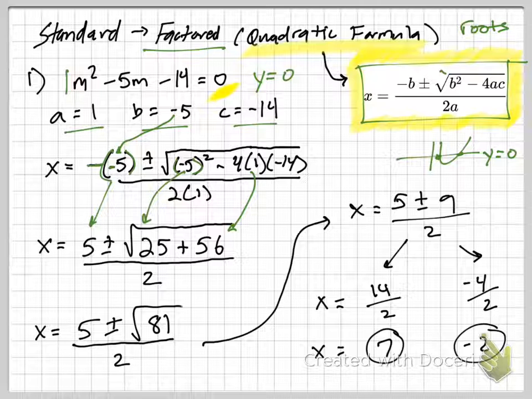This becomes positive 56 because a negative times, so 4 times 1 is 4 times negative 14 is negative 56, but that's minus a negative 56, which becomes a positive. This simplifies to 81, and then we just keep simplifying. The square root of 81, if you don't remember it, you can put it in your calculator, is 9, and everything else stays the same. So we have 5 plus 9 is 14, divided by 2. 5 minus 9 is negative 4, divided by 2. And there's our roots.